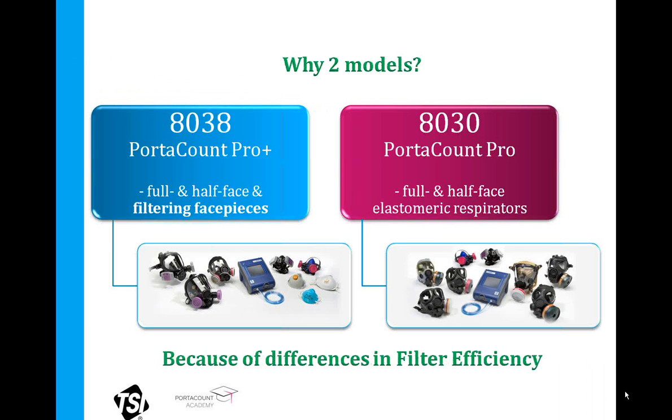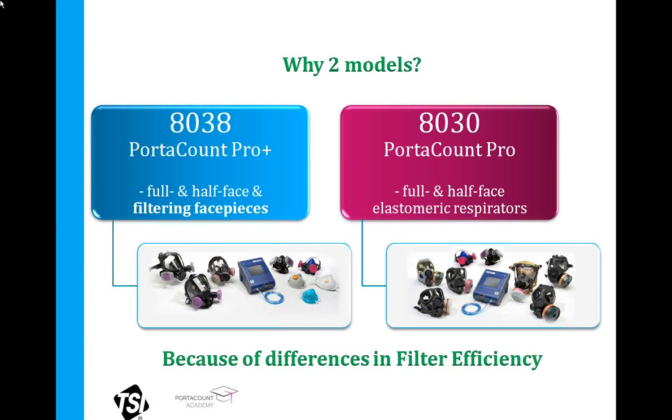The second model is the 8030 PortaCount Pro. This model can only fit test full-face respirators and half-face respirators. So the difference here is that it cannot fit test filtering face pieces that are less than 99% efficient. So why do we have these designated differences? It's all in the filter efficiency. If the filter is less efficient, less than 99%, then we need to employ an N95 companion, which is a piece of equipment internal to the 8038 models.